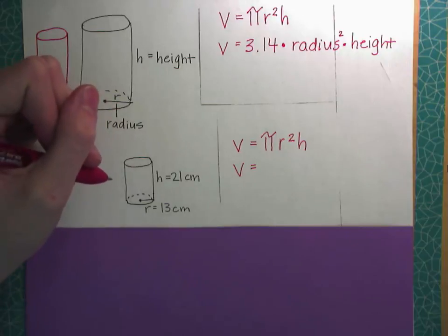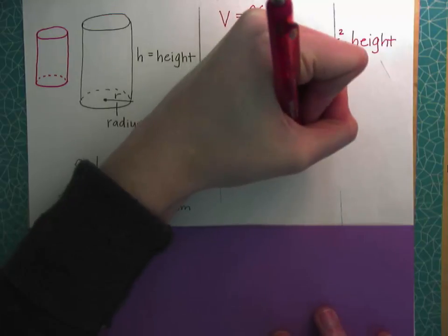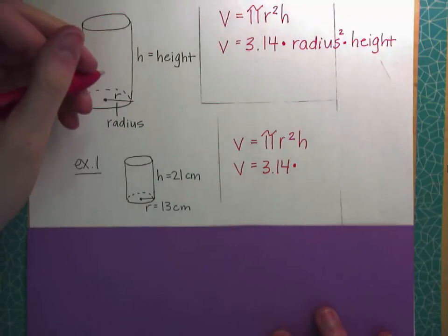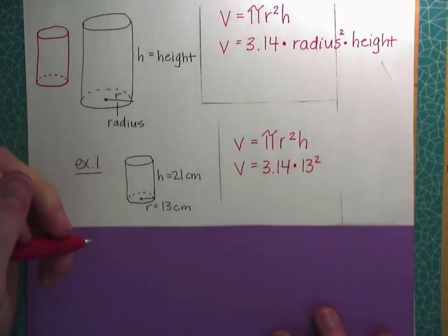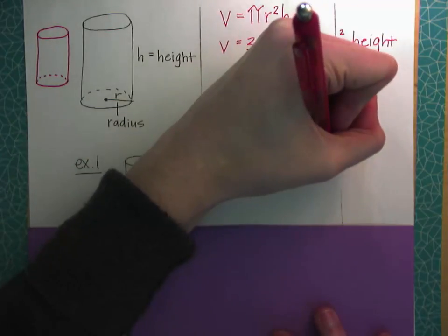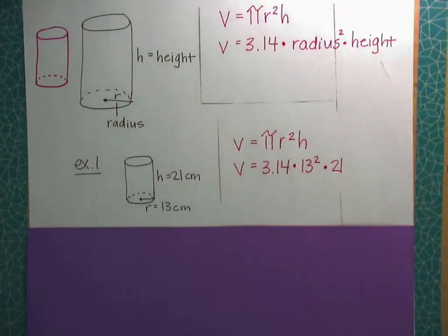So what do I use for pi? What's my radius? 13. So I'll write it as 13 squared. And what's my height? Okay, so that's the first thing, or the second thing, I guess, that you would do. You would plug in all of those values.